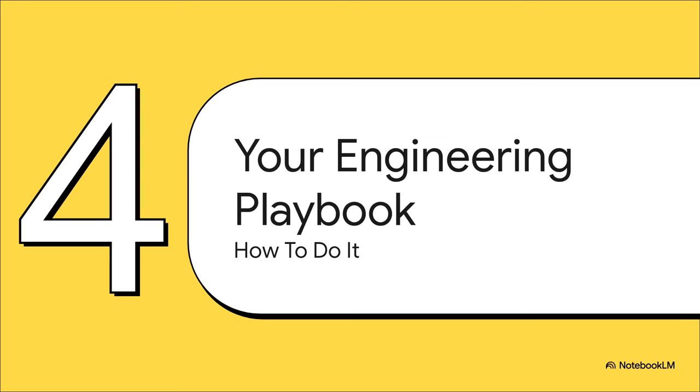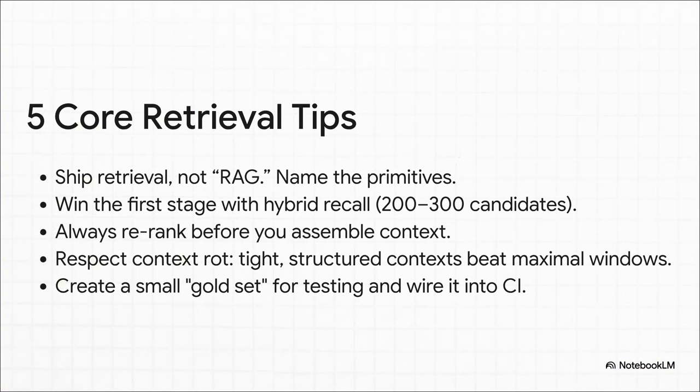Well, here's the playbook. So the playbook has 5 core principles. First up, you've got to be precise. Talk about retrieval and re-ranking, not just this vague RAG term. A key tactic is to use hybrid recall. That's just using both keyword and semantic search to get a wide set of initial candidates. But the most important step is to then re-rank those results to find the absolute best ones before you ever build the context. This is how you fight context rot.